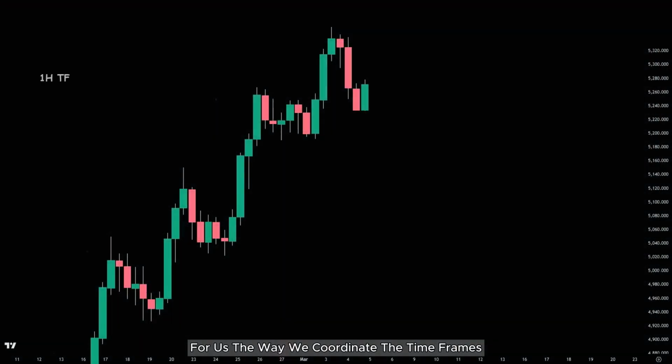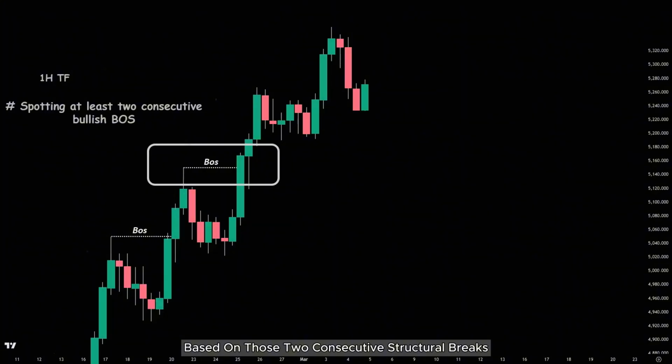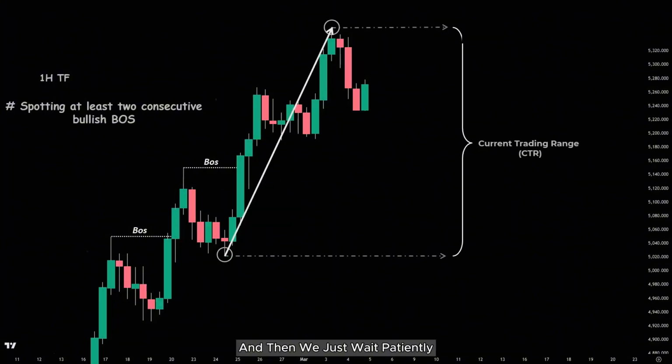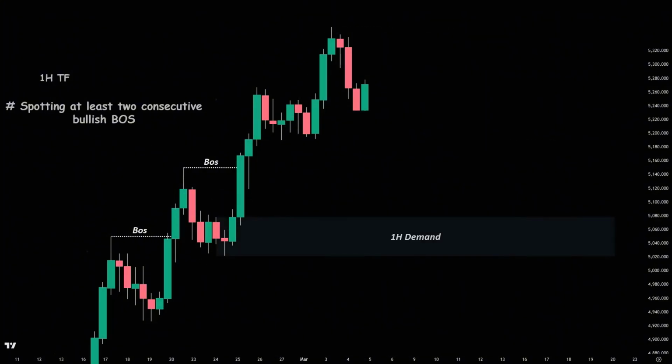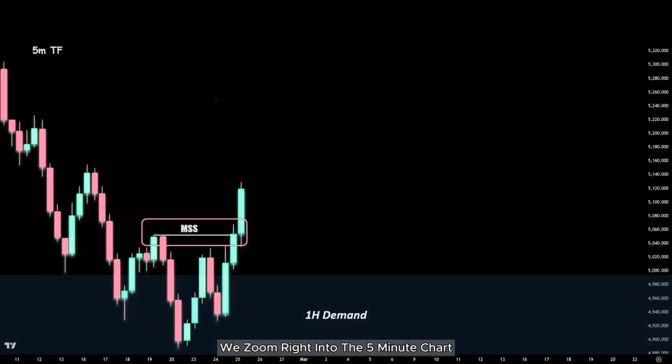The way we coordinate the timeframes here is brilliant. We use the 1-hour chart to map out these fresh, unmitigated zones based on those 2 consecutive structural breaks. And then, we just wait patiently. When the price finally taps back into that 1-hour zone, we zoom right into the 5-minute chart. We are not just buying blindly on a tap.